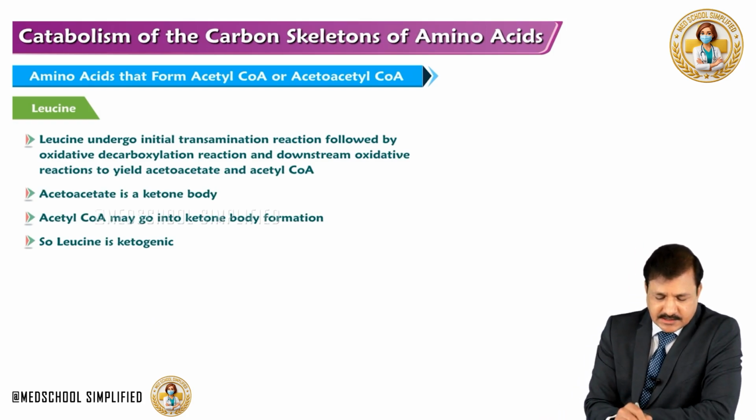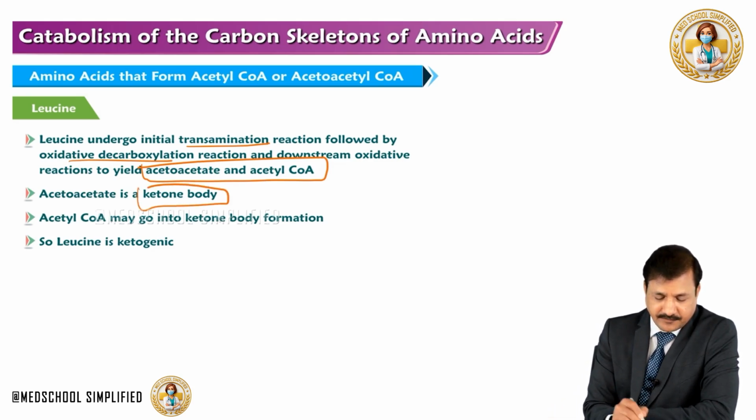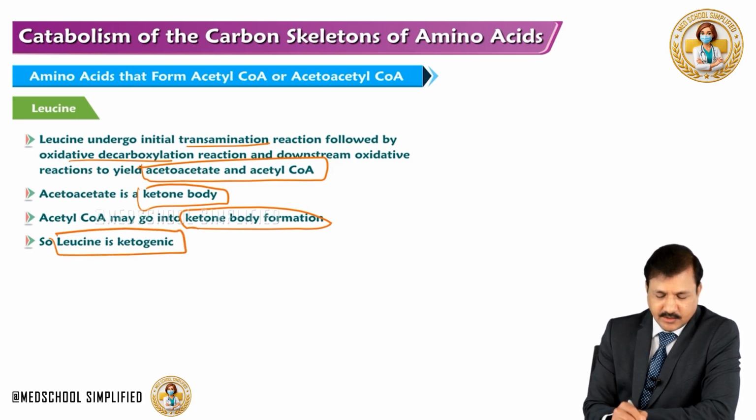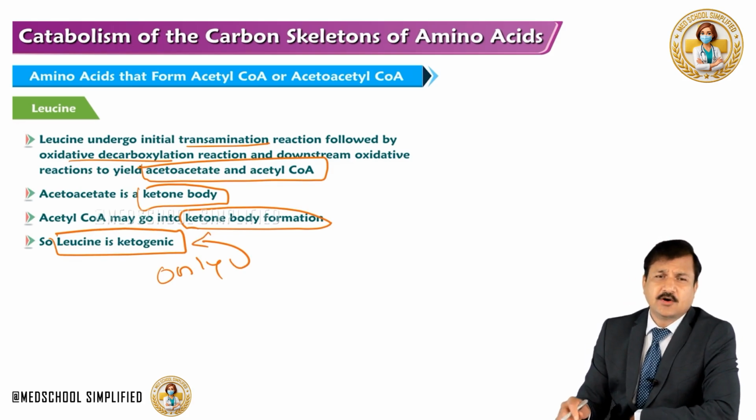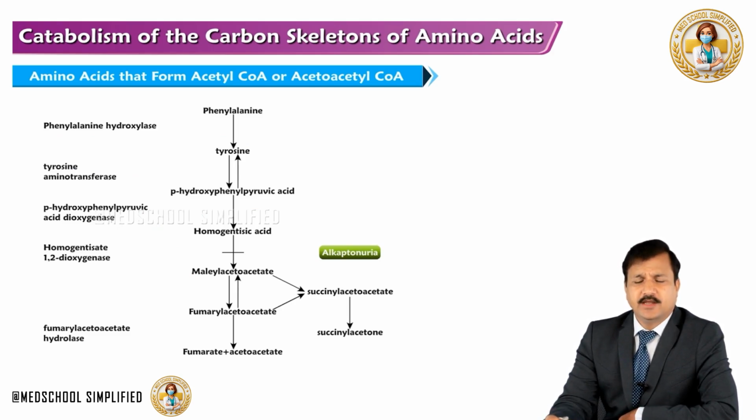So that's what I have briefly written in this slide. Leucine undergoes initial transamination reaction followed by oxidative decarboxylation reaction and then downstream oxidation reaction to yield acetoacetate and acetyl-CoA. And acetoacetate is a ketone body itself, and acetyl-CoA may go into ketone body formation, that is acetoacetate. So leucine is only a ketogenic amino acid. That's how leucine goes into ketone body formation. So now let's move on to see how phenylalanine and tyrosine will go into ketone body formation.